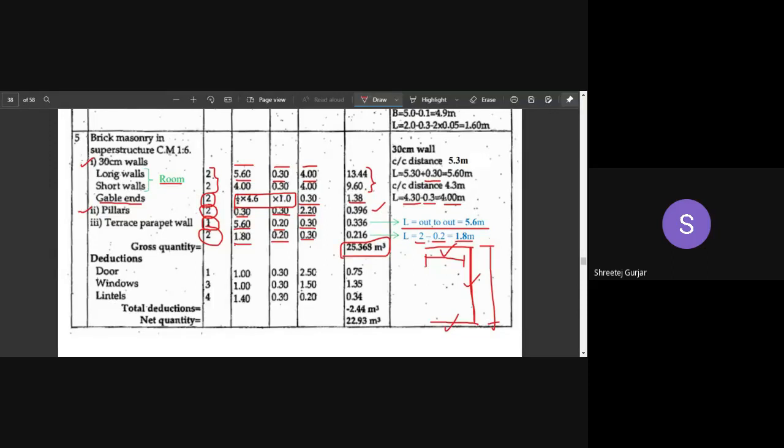For deductions, the same method you can use and calculate the deductions, with no change in this method of calculation. So you can calculate the net quantity of your brickwork. That is 22.93 meters, the net quantity of brickwork which is required. Any doubt in brickwork calculation, you can let me know. Or else we'll move on to the next quantity, which is RCC work.